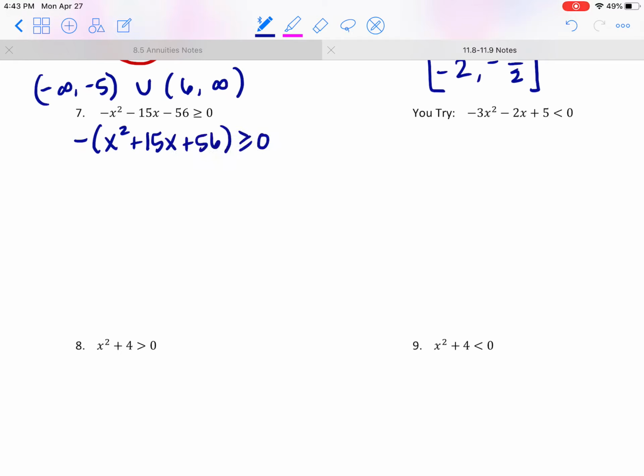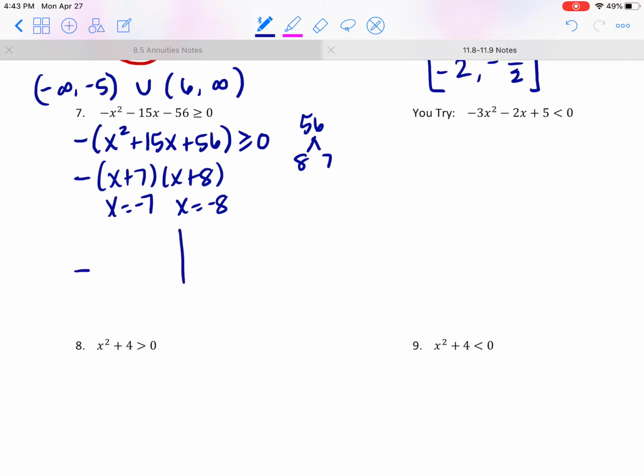All right, let's try that again. Now we got to be really careful here. Remember all of our factoring rules. This one, the first term is negative, so we're going to factor that negative out first. So a positive x squared, positive 15x, and a positive 56 greater than or equal to 0. So factors of 56 that make 15 would be 8 and 7. So we're looking at a negative times x plus 7 and x plus 8.